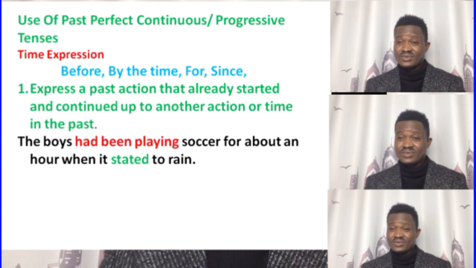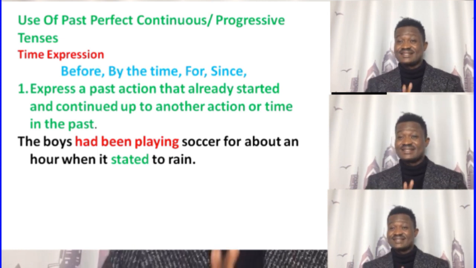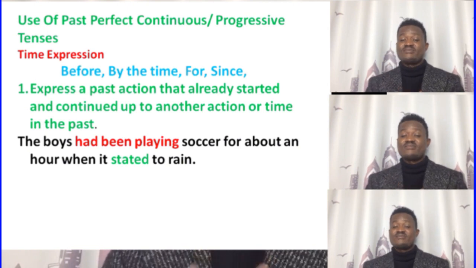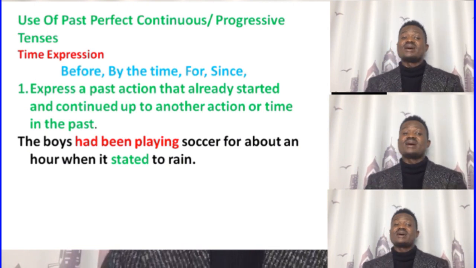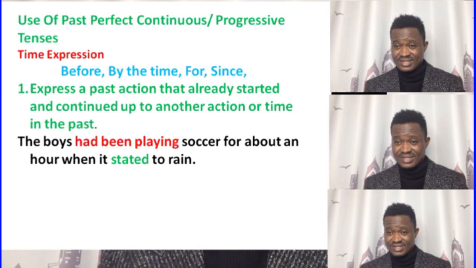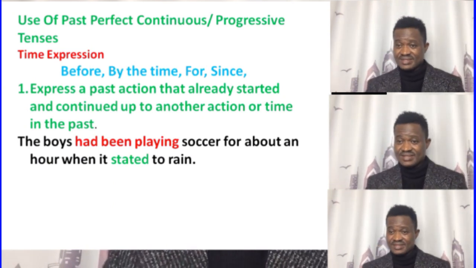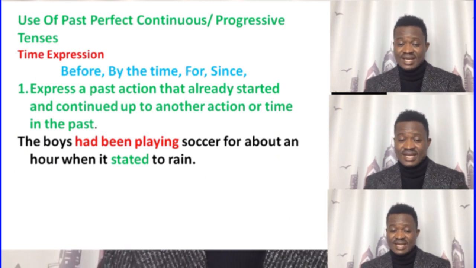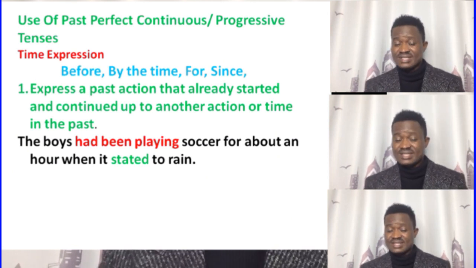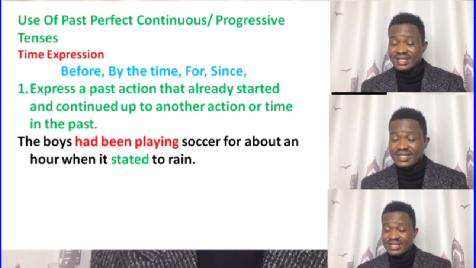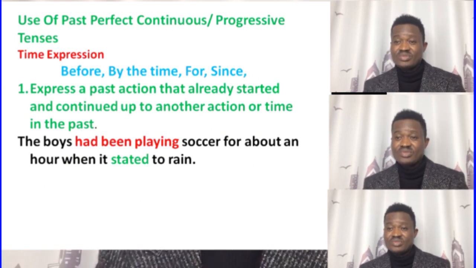So when it started to rain, that is a subordinate clause. That is the time clause. So the main clause there is what? The boys had been playing soccer for about an hour. That is the main clause. So you gotta know the difference between the main clause and the subordinate clause. That is important. Okay. In the subordinate clause, we have what we call a time clause: when it started to rain. And when it started to rain is in the simple past.